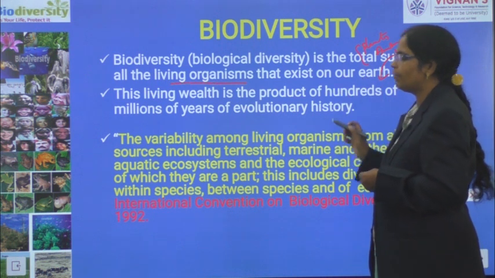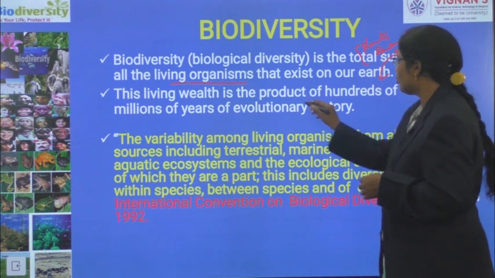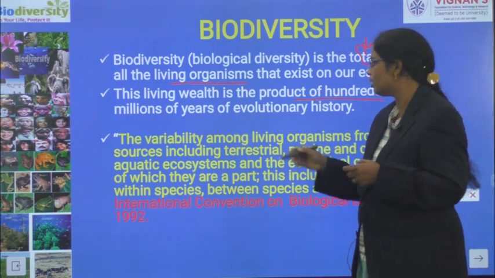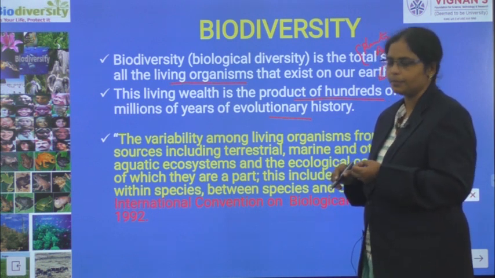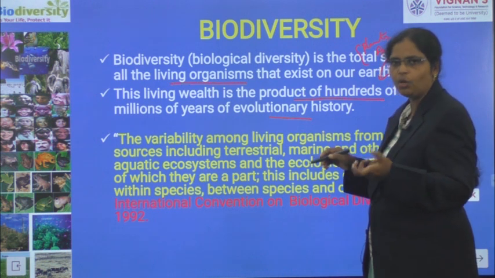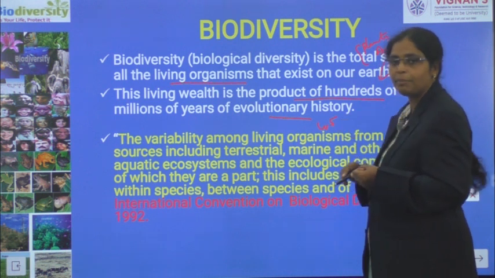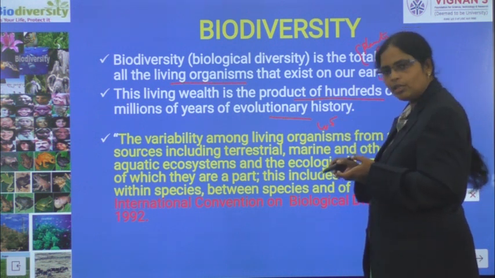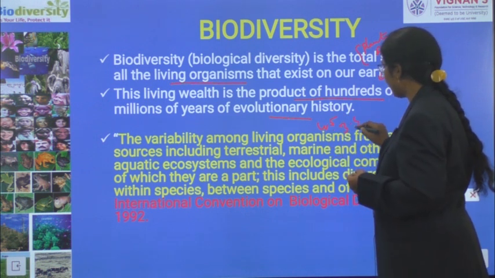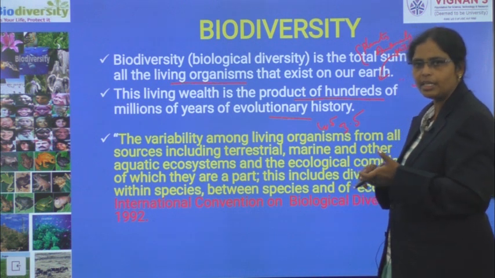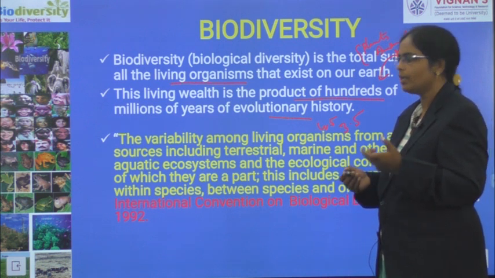So this biodiversity exists on our earth, and this is the product of hundreds of millions of years of evolution of all living organisms on the earth. If you see how the earth originated, the earth was originated around 4.5 billion years ago. After earth formation, biodiversity originated around 3.5 billion years ago. Initially, single-celled organisms evolved on the earth. Later, multicellular organisms evolved.